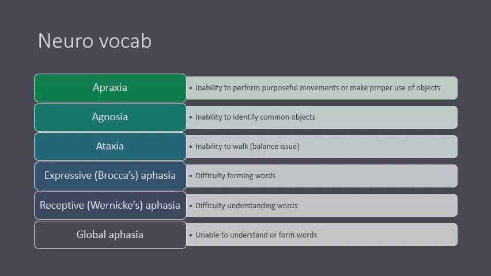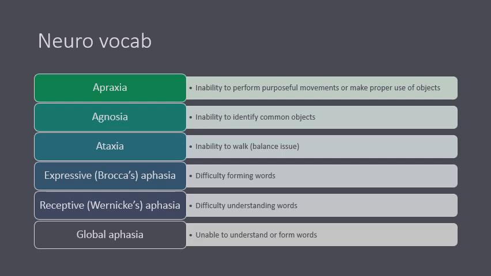Some neuro vocab that's important. So apraxia is the inability to perform purposeful movements or to make proper use of objects. So this would be like the Little Mermaid, where she was combing her hair with her fork. Agnosia is the inability to identify common objects. So you hand your patient something like a pen and they call it a banana. Ataxia is the inability to walk due to a balance issue, usually cerebellar dysfunction.